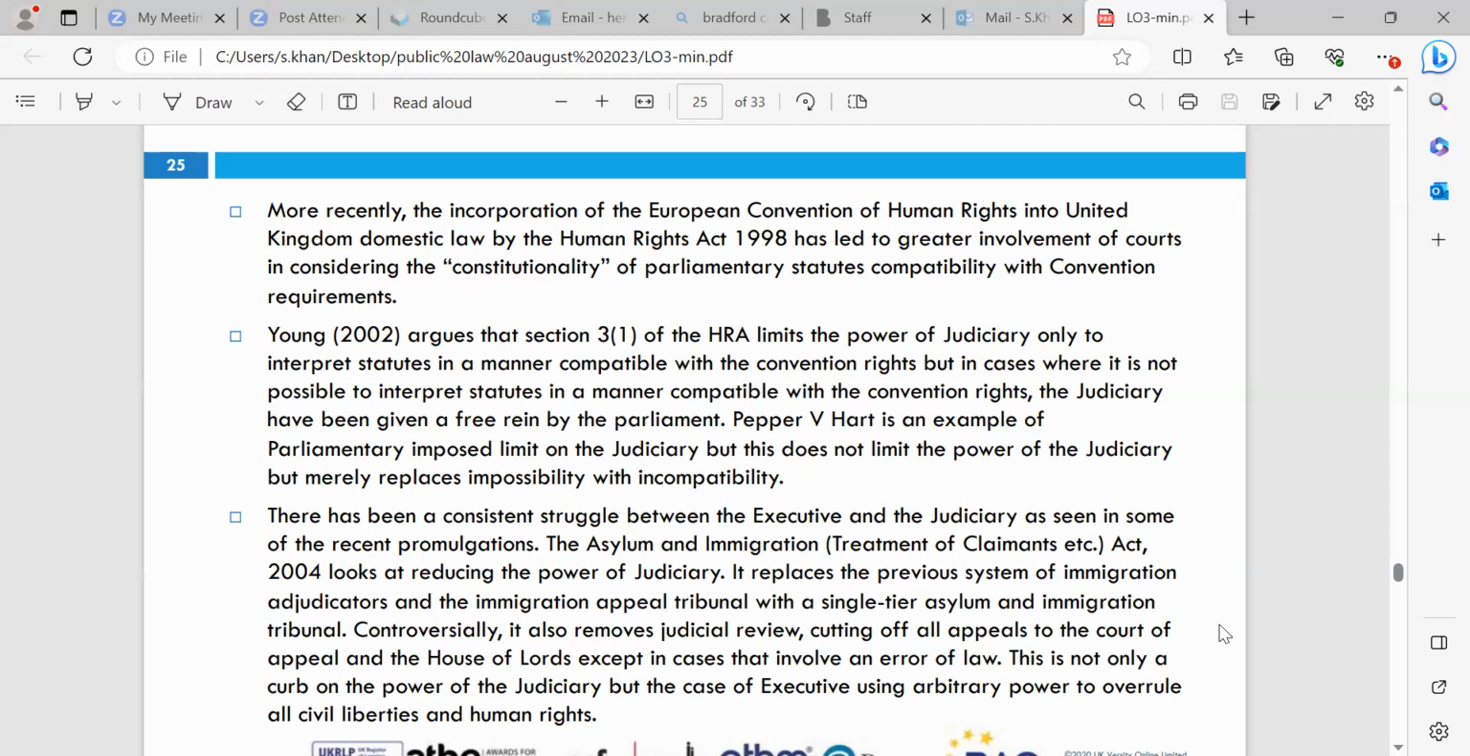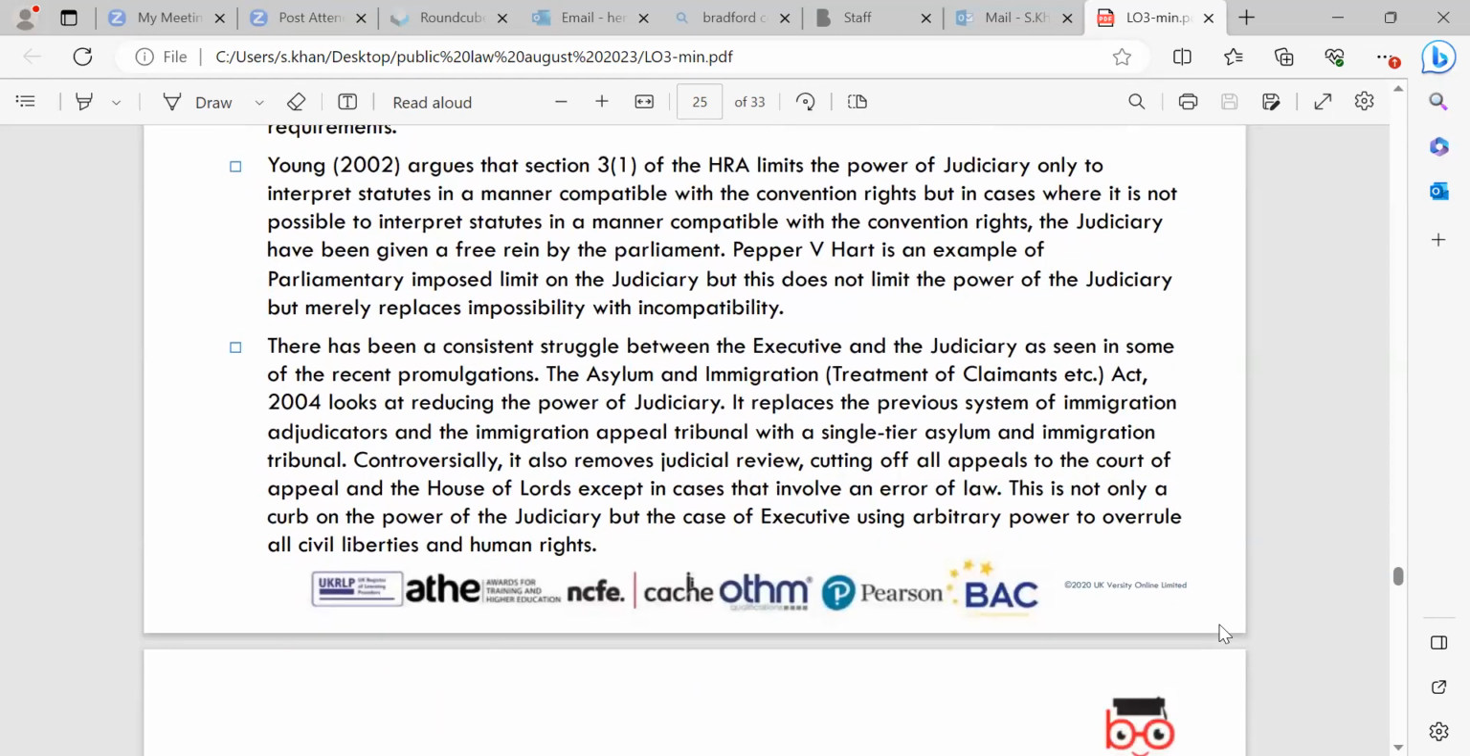The Asylum and Immigration Treatment of Claimants Act 2004 looks at reducing the power of the judiciary. It replaces the previous system of immigration adjudicators and the Immigration Appeal Tribunal with a single tier system, the Asylum and Immigration Tribunal. Conversely, it also removes judicial review, cutting off all appeals to the Court of Appeal and the House of Lords, except in cases that involve an error of law. This is not only a curb on the power of the judiciary, but a case of the executive using arbitrary power to overrule all civil liberties and human rights in the UK.